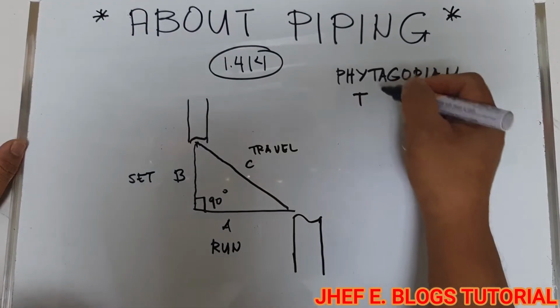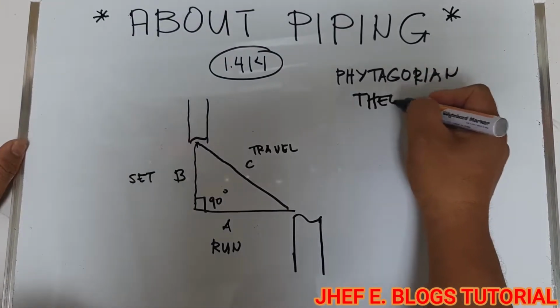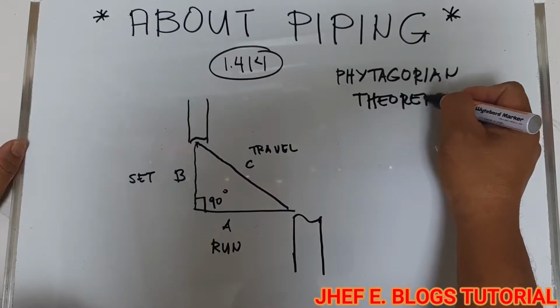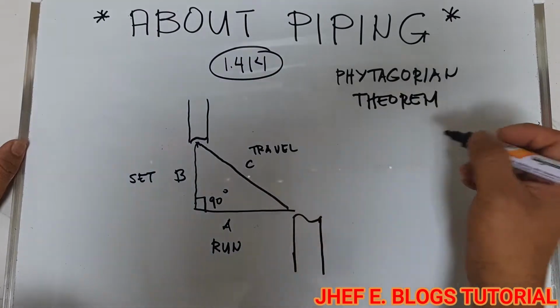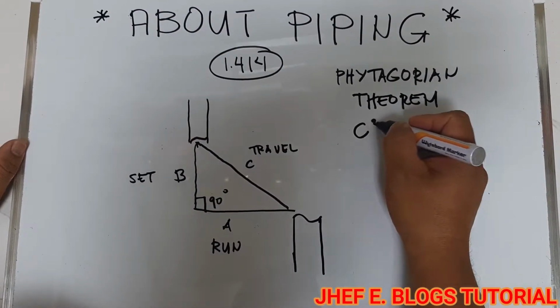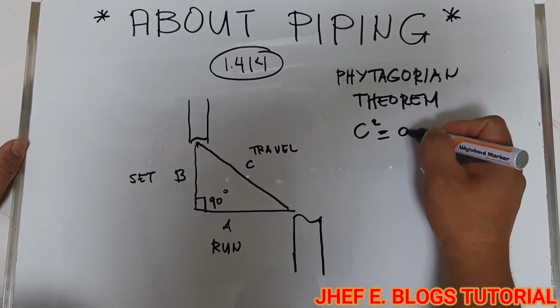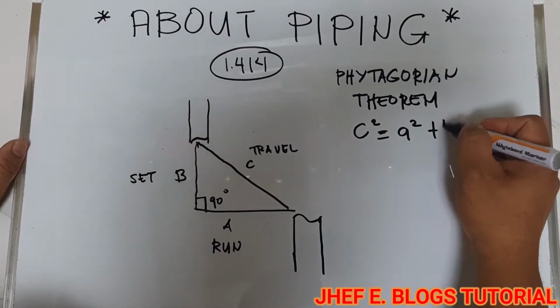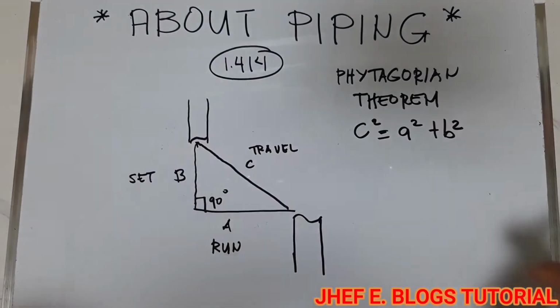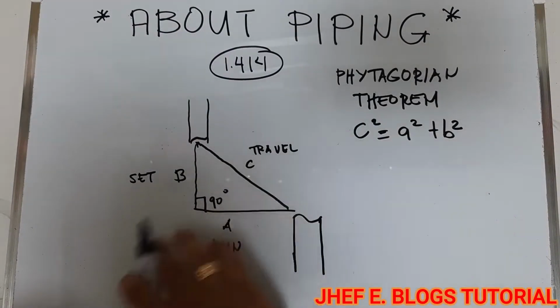theorem. Do you remember this, guys, the Pythagorean theorem? Okay, in college days. It's C squared equals A squared plus B squared. Okay, we can get this one.